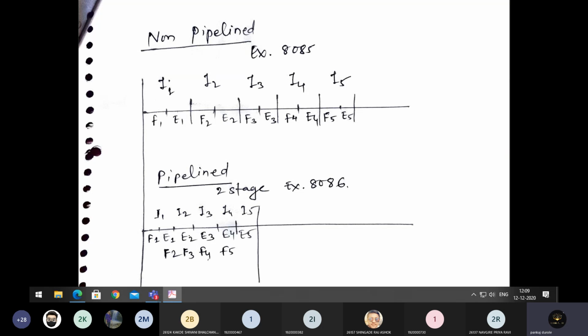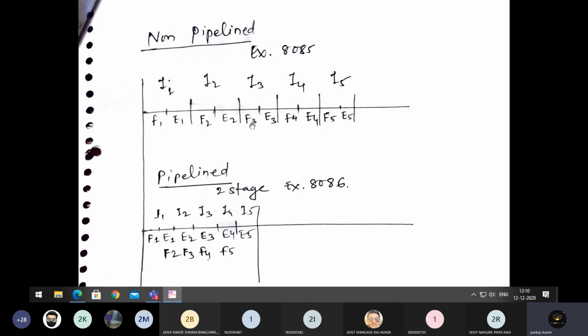To execute an instruction, the basic step is fetch and execute. So we will consider two basic stages for executing an instruction, that is fetch and execute. Fetch and execute is for the first instruction in the non-pipelined architecture. Now the second instruction has come. Fetch and execution happen with the next 2 units. So 4 units of the processor are consumed here.